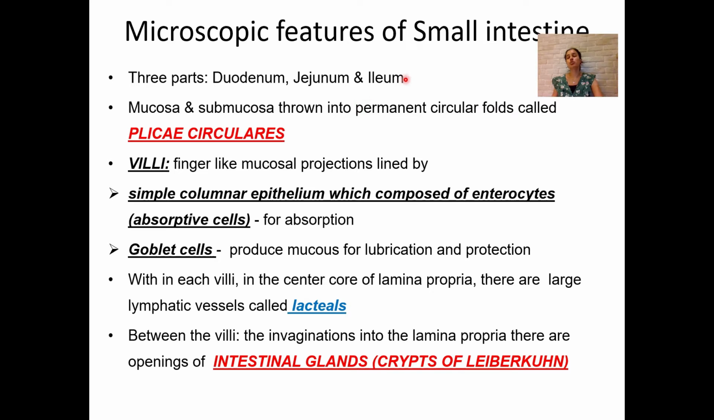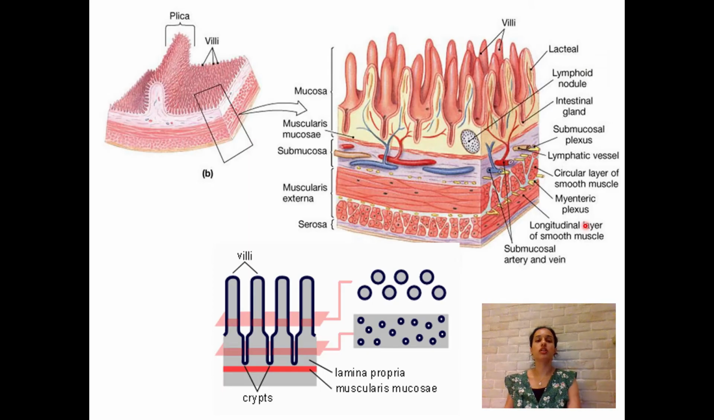As it goes to the ileum, the number of folds decreases. Between the villi, the surface epithelium invaginates into the lamina propria, forming crypts. The openings of these crypts are called the crypts of Lieberkühn, or the crypts of the intestinal glands.